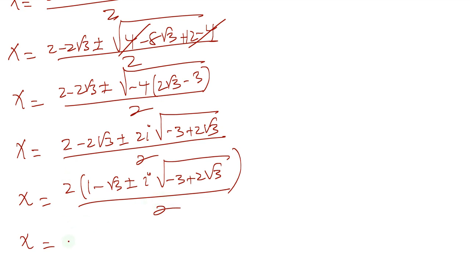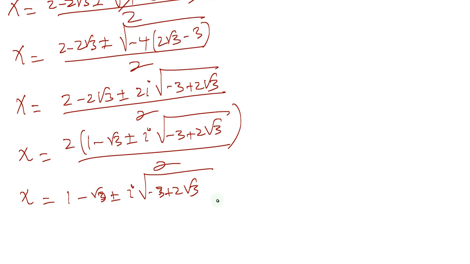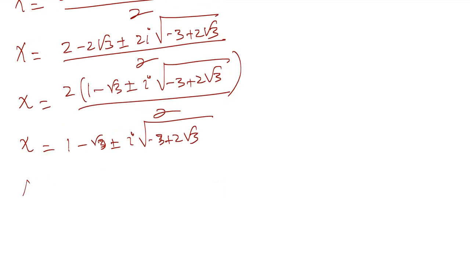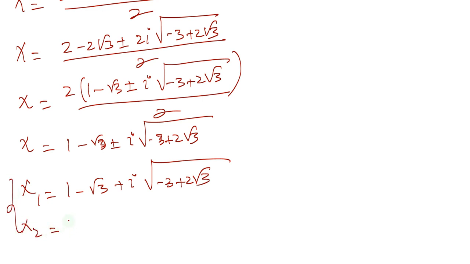So our x then is equal to this one goes with this, so we're gonna have 1 minus square root of 3 here, plus or minus i square root of minus 3 plus 2 square root of 3. So given this, it means that our x1 here is going to be equal to 1 minus square root of 3 plus i square root of minus 3 plus 2 square root of 3. And our x2 is equal to 1 minus square root of 3 minus i square root of minus 3 plus 2 square root of 3.